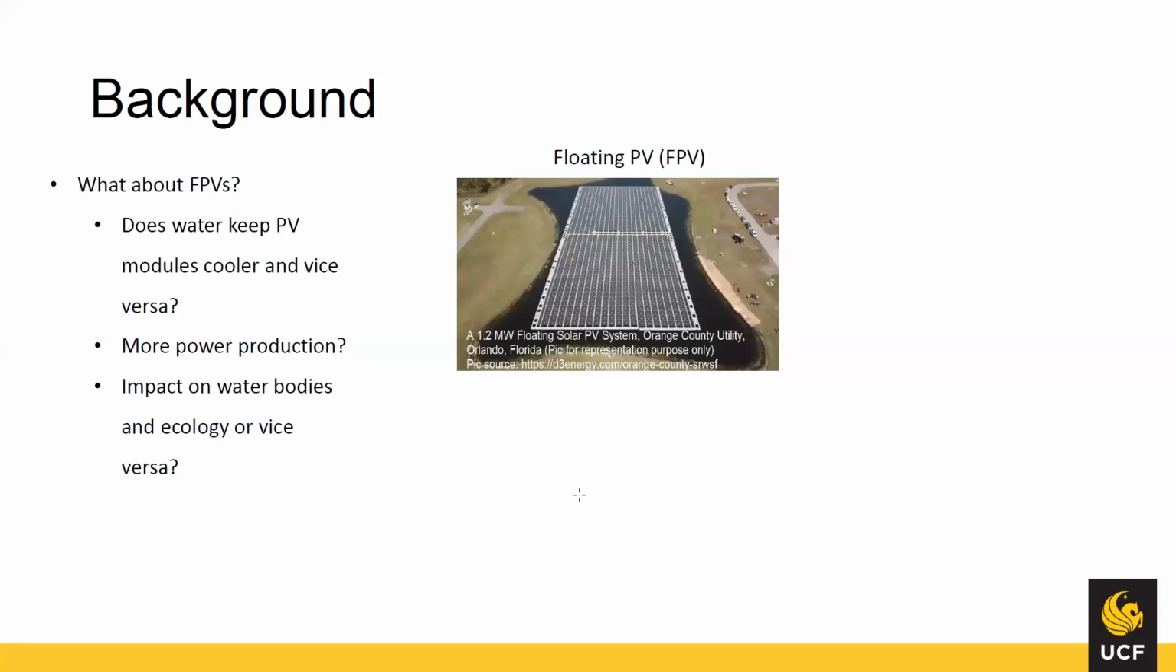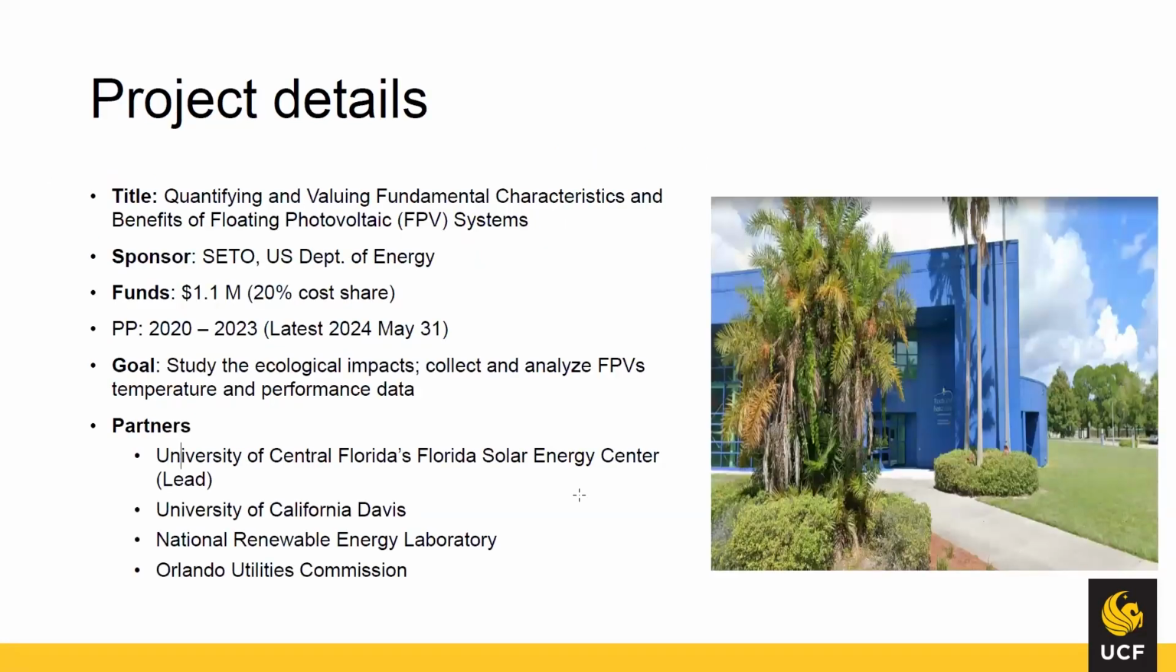Okay, so with this background, this is the project: quantifying and evaluating the fundamental characteristics and benefits of floating PV systems. It's a CETO US Department of Energy sponsored project. It's a 1.1 million project, with a 20% cost share from us, the partners. The period of performance of this project was from 2020 to 23, and because of the initial challenges and COVID, it got delayed. Now the project ends by the end of this month, 2024.